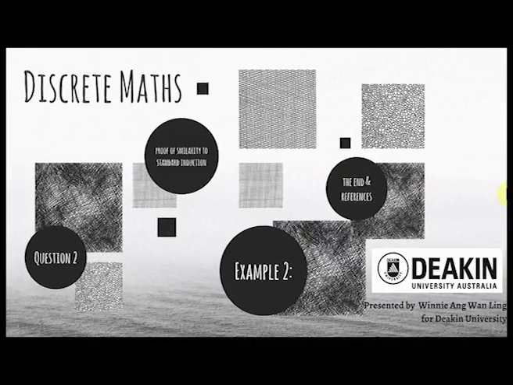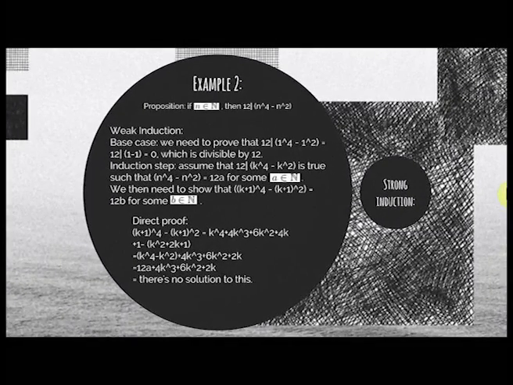Continue to example 2. Proposition: if n is some natural integer, then 12 divides n power 4 minus n power 2. We will do it in weak induction first. In weak induction, for the base case we need to prove that 12 divides 1 power 4 minus 1 power 2, which equals 1 minus 1 equals 0, which is divisible by 12.